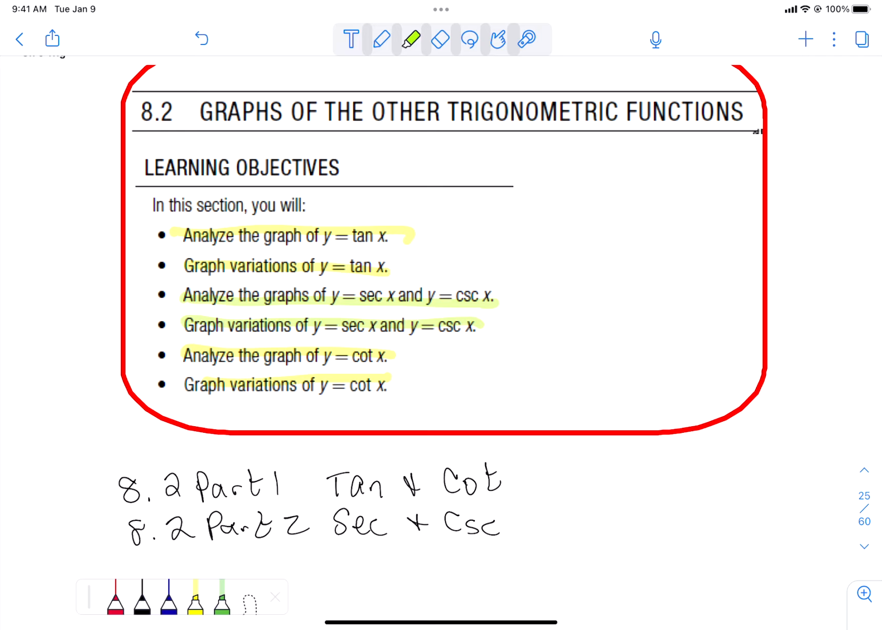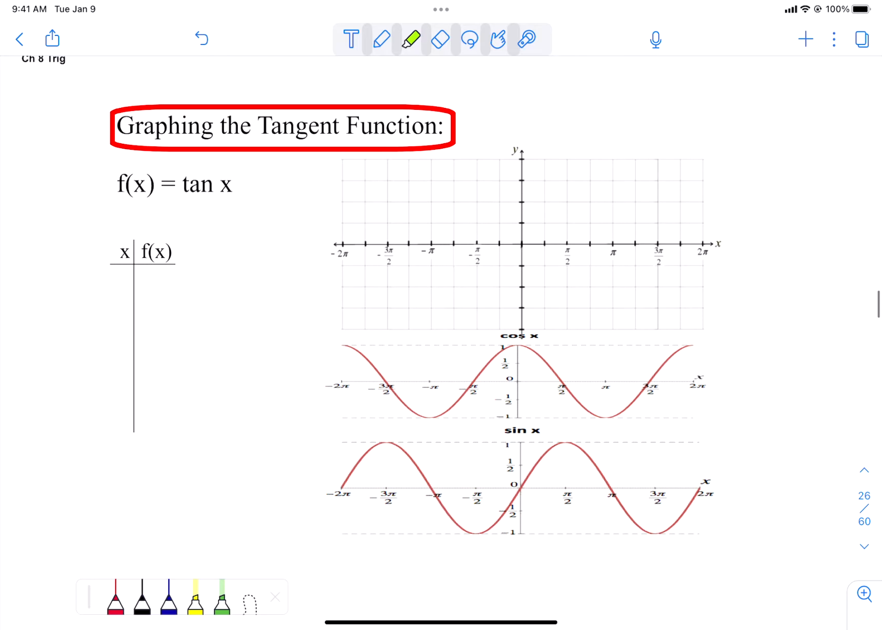What does it look like? How do those graphs look? And what's a good way to approach them? And then in 8.2, part two, we'll deal with the secant and the cosecant. So I'm going to kind of break this into two parts. So in the first part here, I would like to talk about the tangent and the cotangent. So let's start with our tangent function.